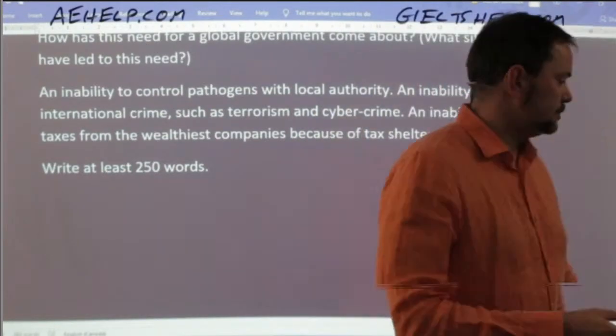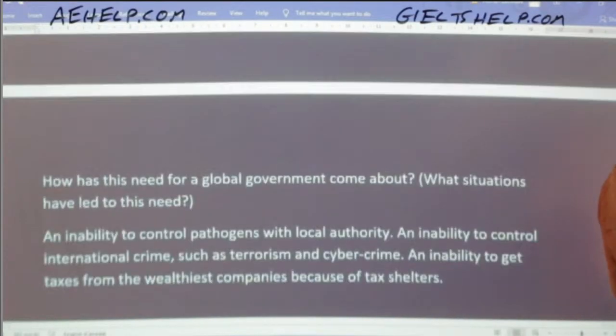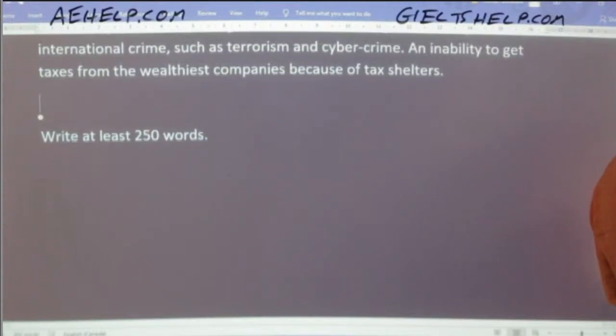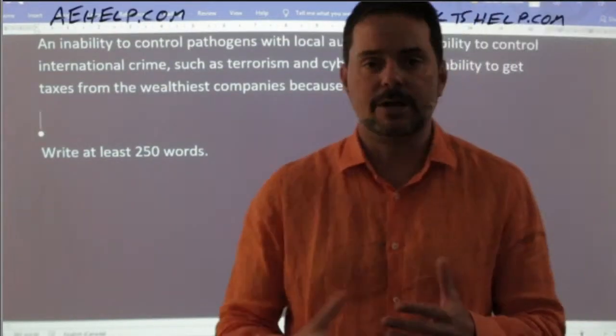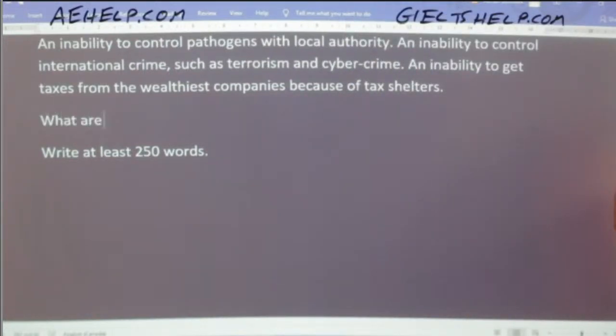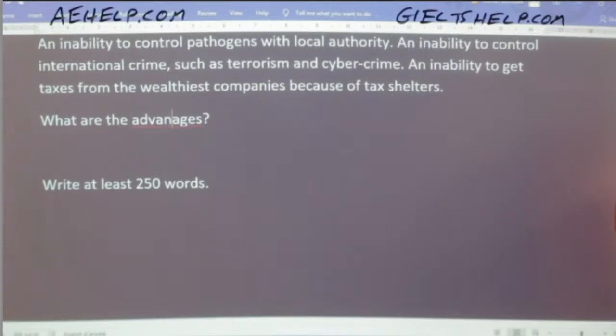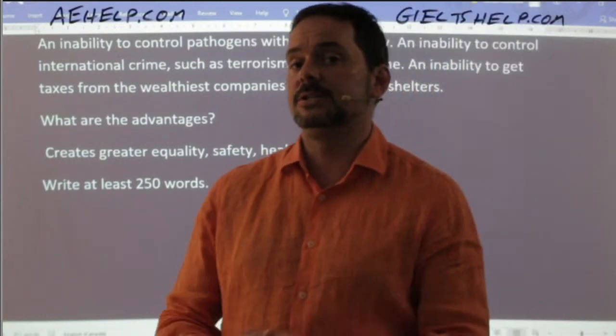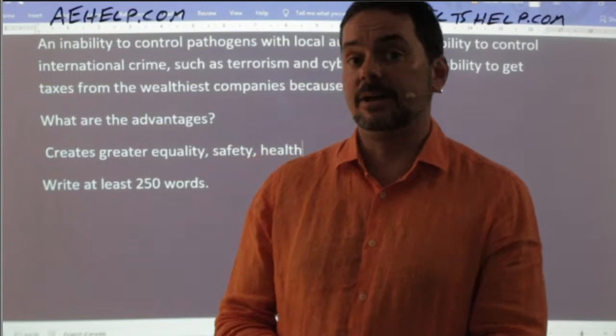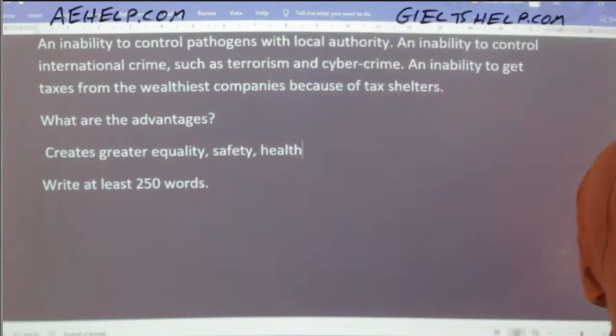All right, and so from this, now we can very quickly develop the what, why, how for the advantages and disadvantages. At least for the advantages, we can quickly get into it. So now we'll ask the question, what are the advantages? I'm sure many of you have come up with the answer that it creates more equality, creates greater safety, and protection for health. So those are clearly going to be some of the potential advantages of having a global authority governing us. So what are the disadvantages?